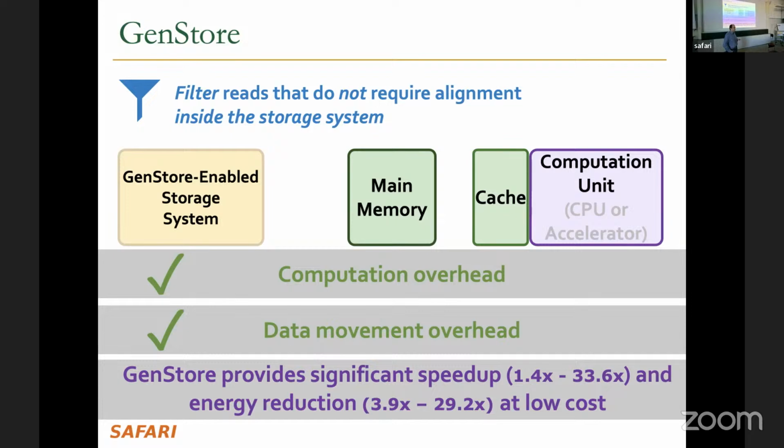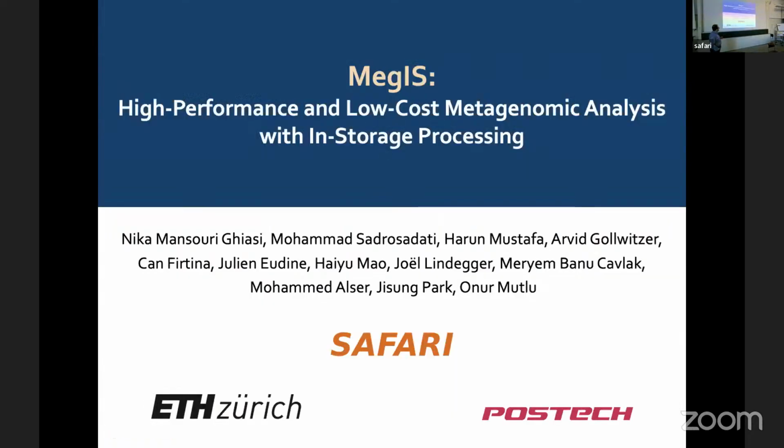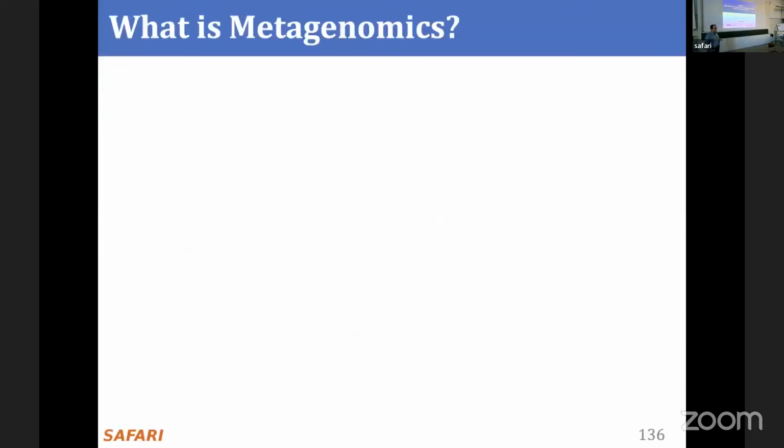This work basically implements filtering inside the storage, but we have actually done another work in this context for metagenomics. It's a storage-centric design. This work will appear in ISCA 2024. Just got accepted. Congratulations to Nika. So we call this work MetaStore, high performance and low cost metagenomic analysis with in-storage processing.